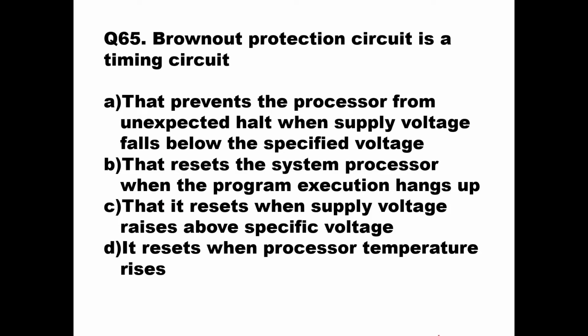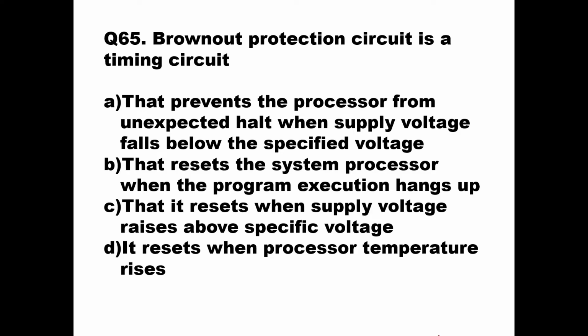Brownout protection circuit is a timing circuit. Now the options for its working: option A is that it prevents the processor from unexpected halt when supply voltage falls below the specified voltage. Option B is that it resets the system processor when the program execution hangs up. Option C is that it resets when supply voltage rises above a specific voltage. And option D is it resets when processor temperature rises.